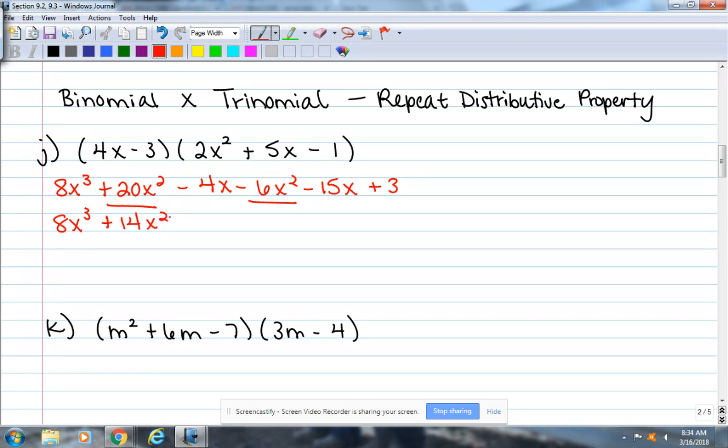Good. And then I have my x's. I've got negative 4x minus 15x. So what do I get there? And then the last one, the constant, don't have a like term, little buddy. So I just copy it. And that's my final answer. So it takes a little while because you got to multiply all those terms. But it's really not difficult.